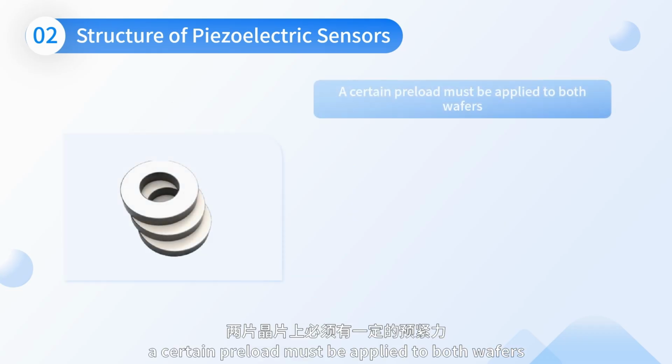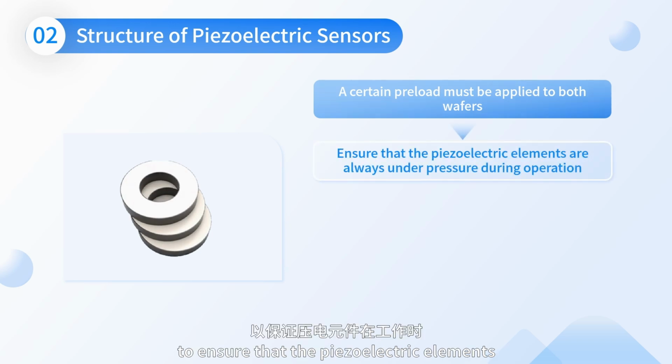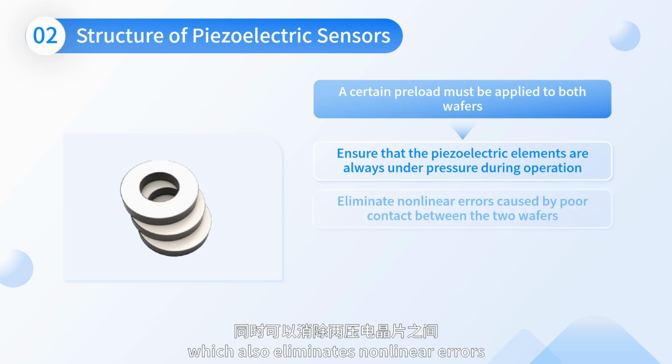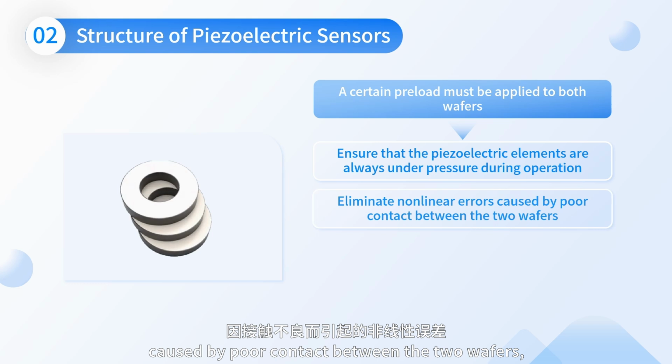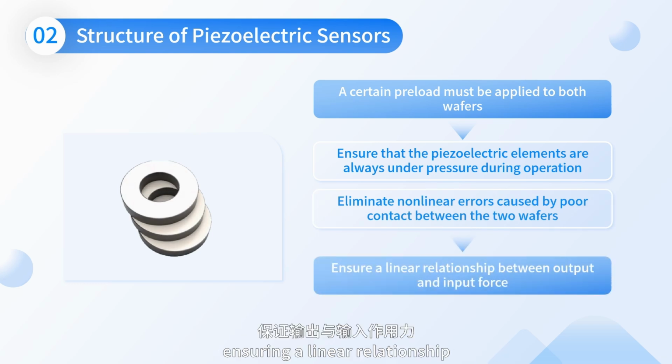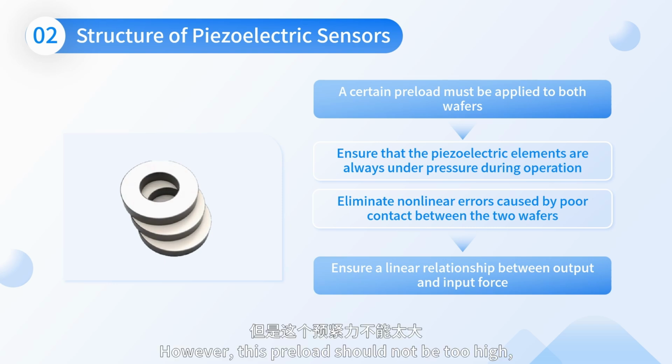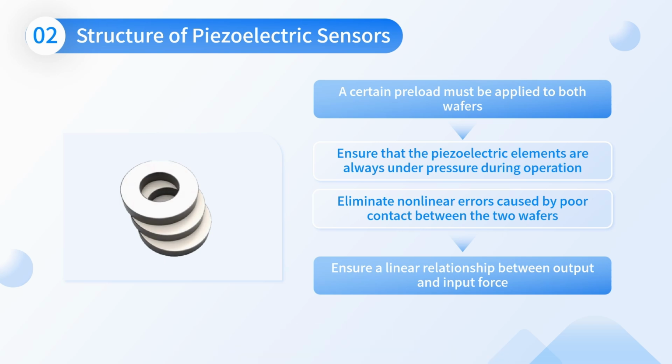When used, a certain preload must be applied to both wafers to ensure that the piezoelectric elements are always under pressure during operation, which also eliminates nonlinear errors caused by poor contact between the two wafers, ensuring a linear relationship between output and input force. However, this preload should not be too high, as it would affect their sensitivity.